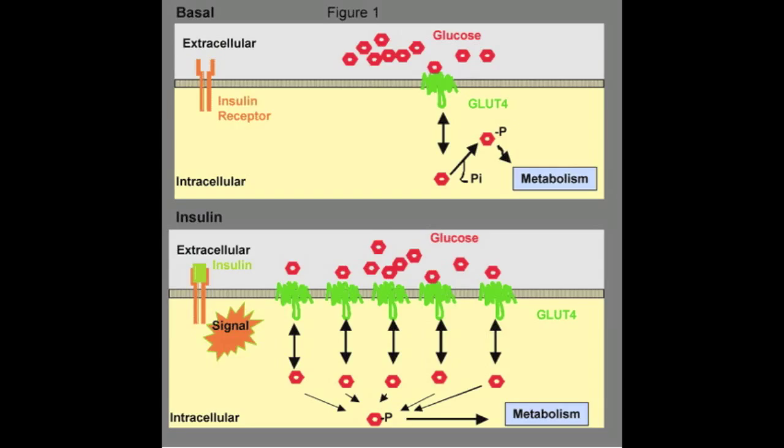So in a healthy person, what's supposed to happen is the glucose is in the bloodstream, and then the insulin binds to the insulin receptor, and the GLUT4 goes to the cell membrane to let all the glucose in. This diagram shows this perfectly.